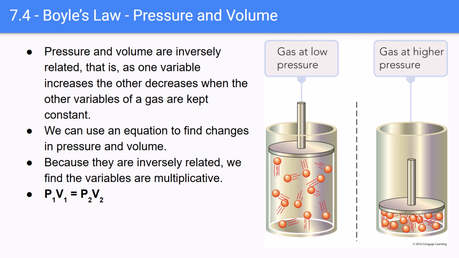It means we're going to be given 3 of these 4 variables. We just simply need to plug in and algebraically solve for the one we do not know. This relationship is very elegantly known as Boyle's law. So if you hear me refer to Boyle's law, you know we are talking about pressure and volume.